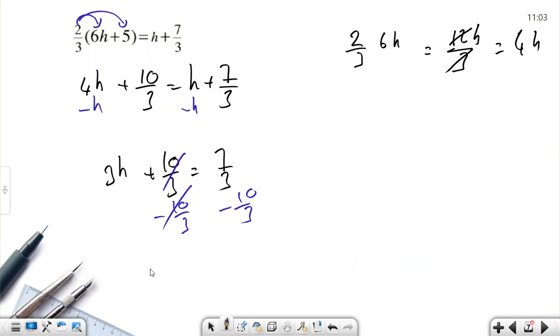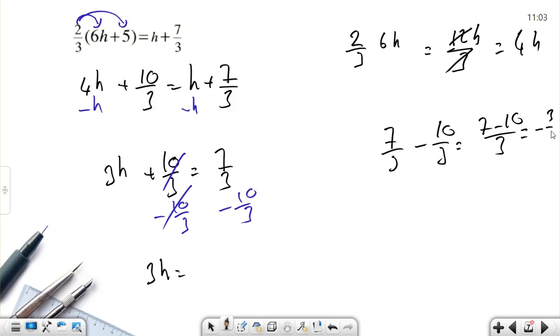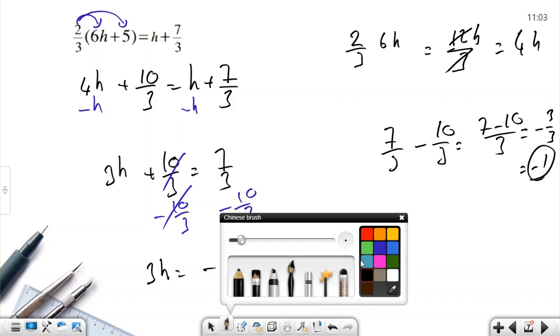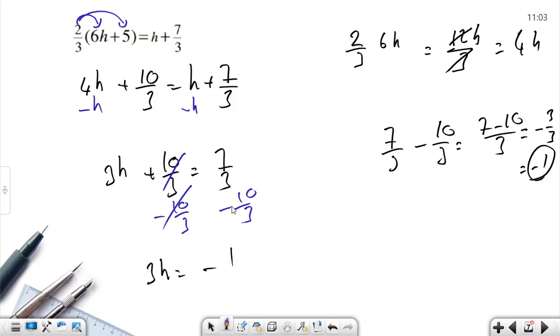Okay, let's see. 3h is equal to 7 over 3 minus 10 over 3. Let's check, 7 over 3 minus 10 over 3. The denominators are the same, 7 minus 10 over 3. So 7 minus 10 is equal to minus 3 over 3. It's equal to minus 1. So I will get negative 1. So I get 7 over 3 minus 10 over 3 is equal to minus 1. So there is 3h.